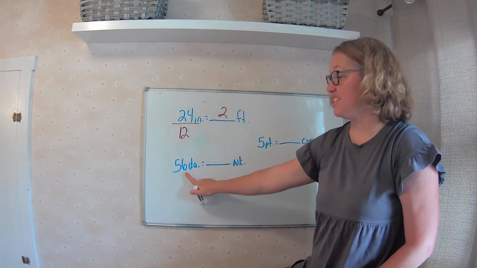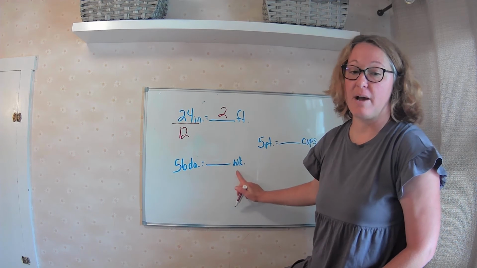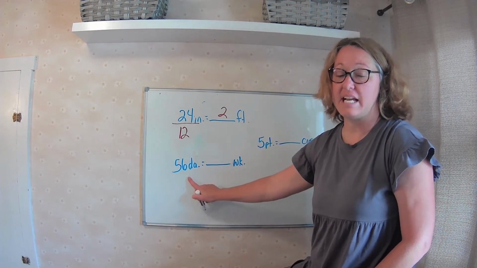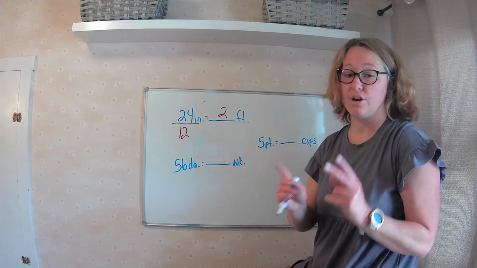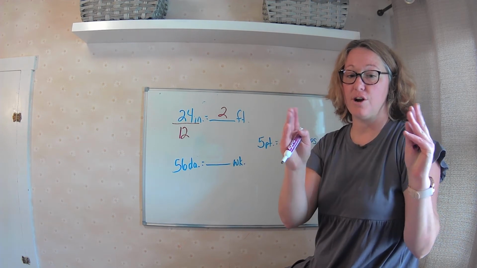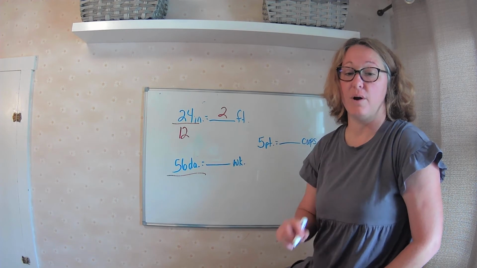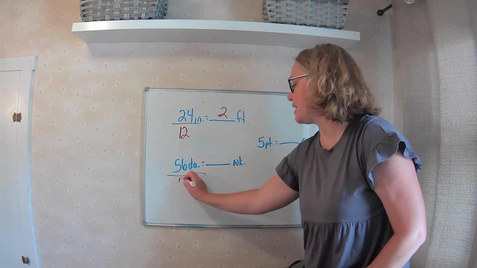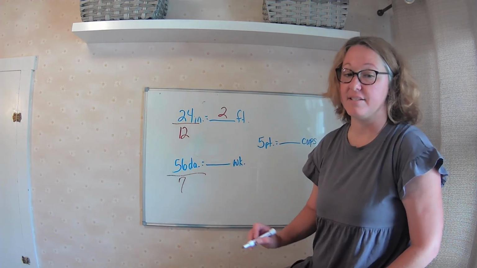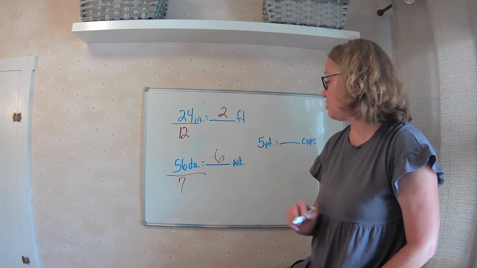Here I have 56 days, and I want to figure out how many weeks that is. So days is small, weeks is large, small to large, divide. How many days equal 1 week? Well, 7 days equals 1 week. So 56 divided by 7 gives me 8 weeks.